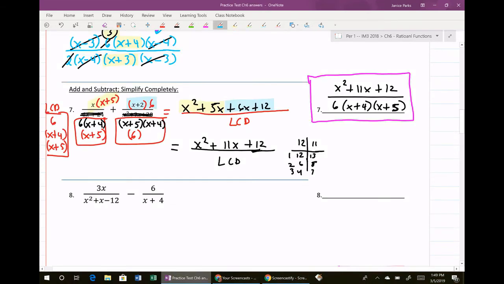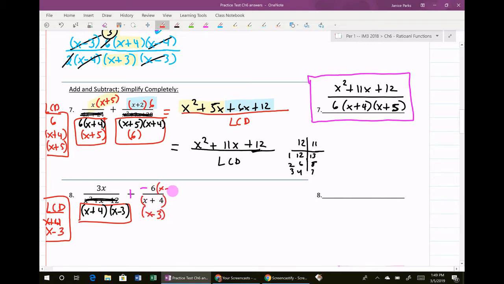For number 8, we need to transfer this minus sign. And I would also factor the denominator. x plus 4, x minus 3. So my LCD is x plus 4 and x minus 3. So this denominator already looks like what I need it to look like, so I don't need to add anything to that or multiply anything to that. For the second one, I do need to multiply this by an x minus 3 in the numerator and denominator.